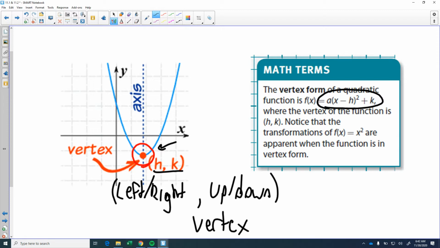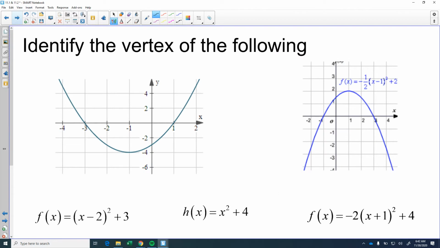So we continue on. If I want to identify the vertex of the following, this one would be at -1 left, -4 down. So it's sitting right there. This one here would be right 1, up 2. If you think about how I can actually apply this, I can use this information to my advantage to help me graph out all of this.